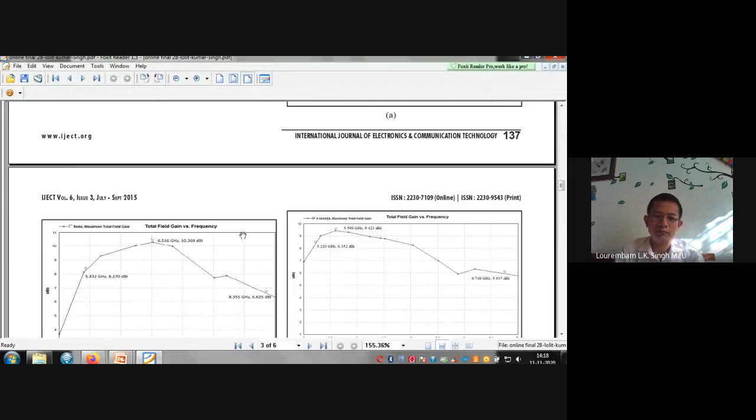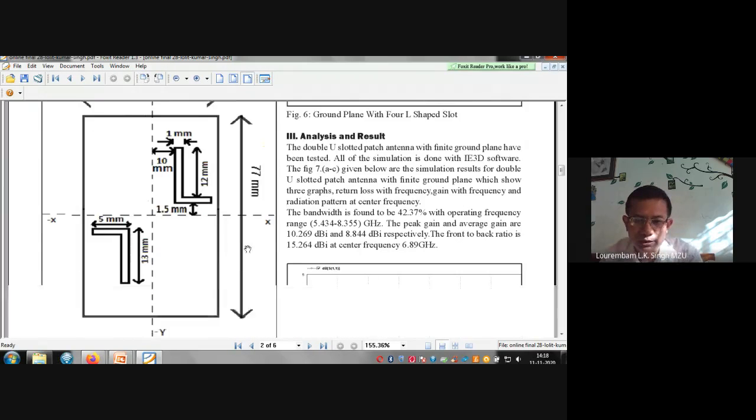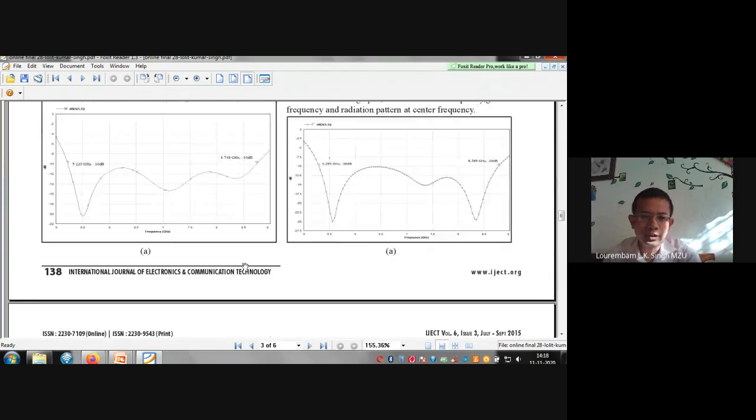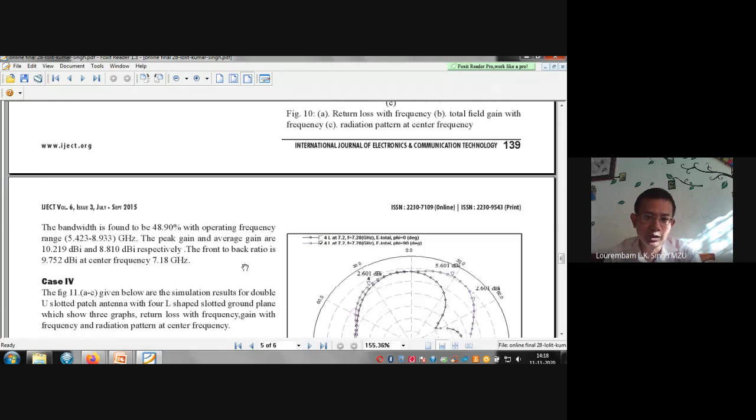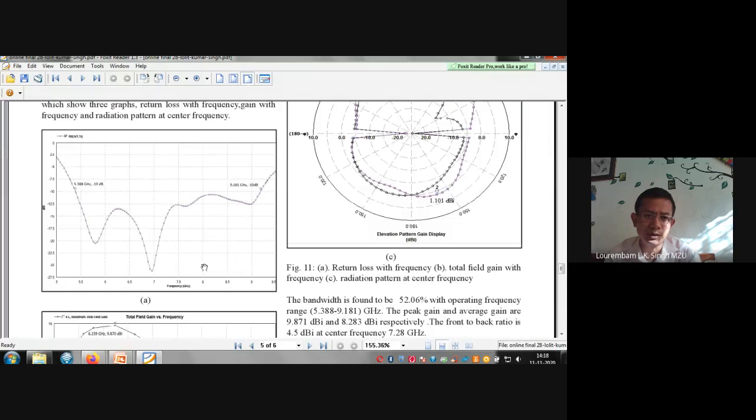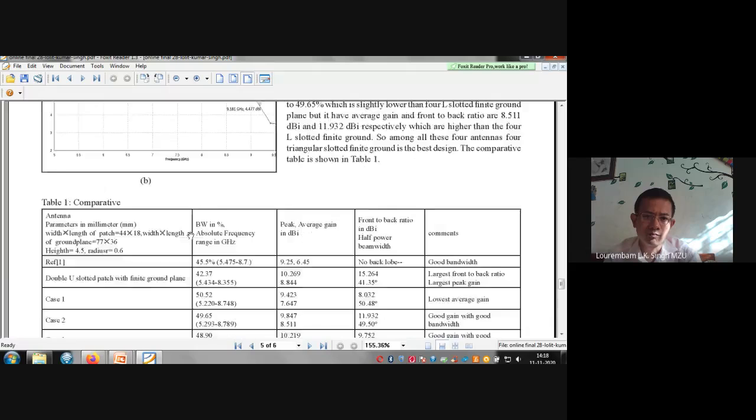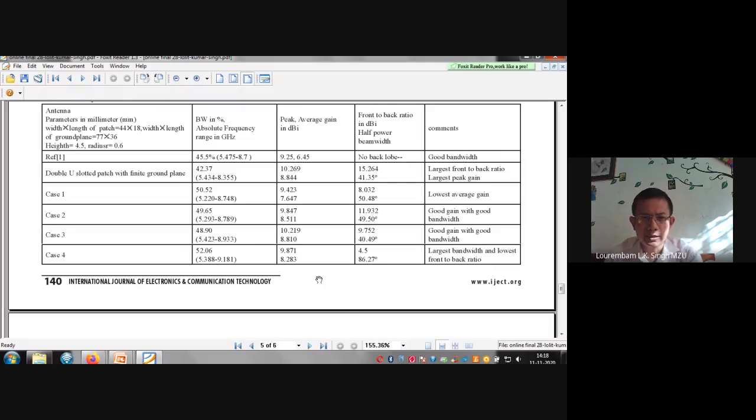Then we tried with 4 different shapes of the ground plane. Now let us see what is the best which we have obtained. When it was the regular shape, it was 42.37%. Then after having the different ground planes, it goes up to 50.52, 49.65, 48.49, 52.06%, like this. The bandwidth has been increasing.